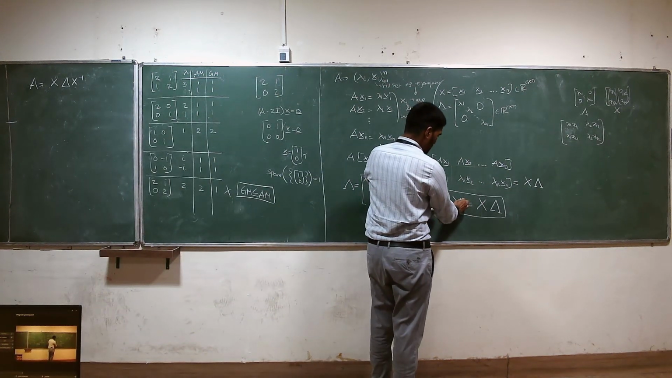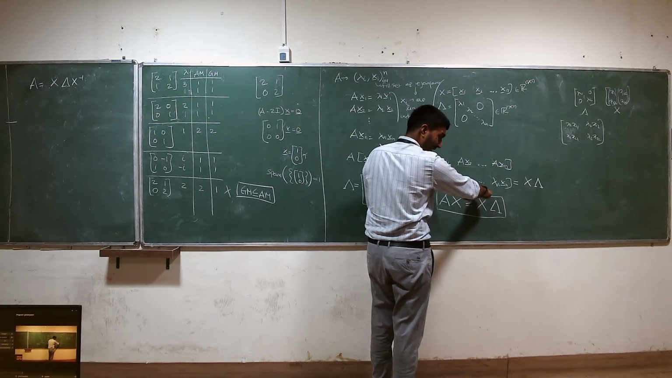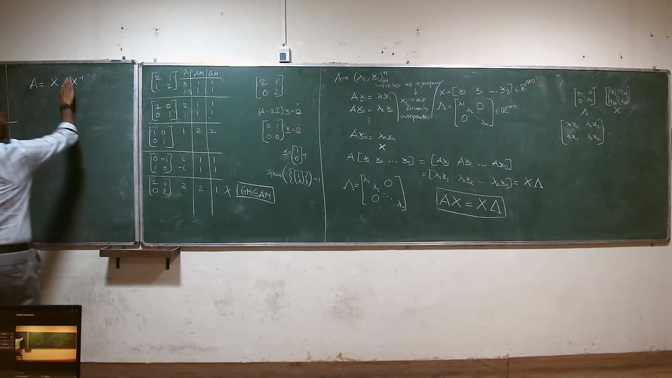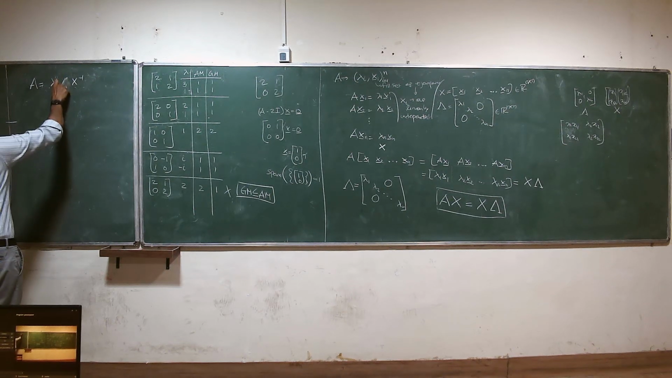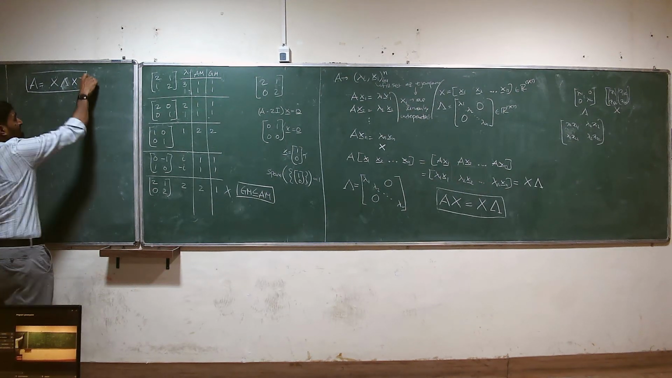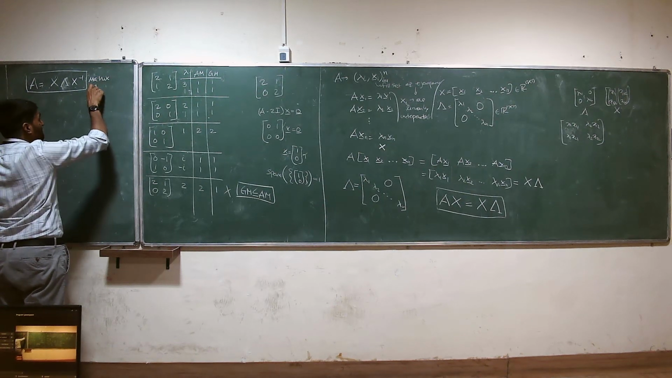You will get X inverse A X equals lambda only if you multiply X inverse to the left side. So what you get is this, right? This is your third matrix decomposition. Third of the matrix decompositions.